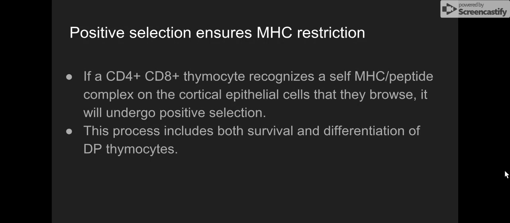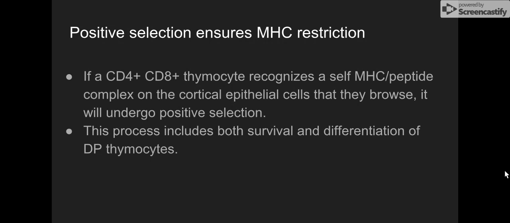Positive selection ensures MHC restriction. If a CD4 plus CD8 plus thymocyte, or DP thymocyte, recognizes a self MHC peptide complex on the cortical epithelial cells that they browse, it will undergo positive selection. This process includes both survival and differentiation of the DP thymocytes.